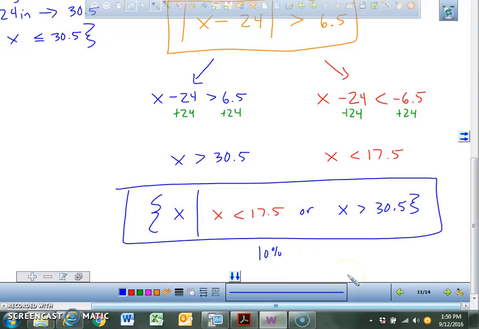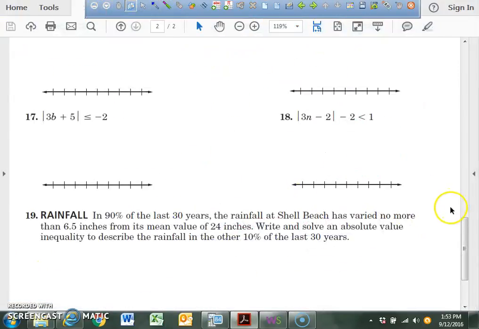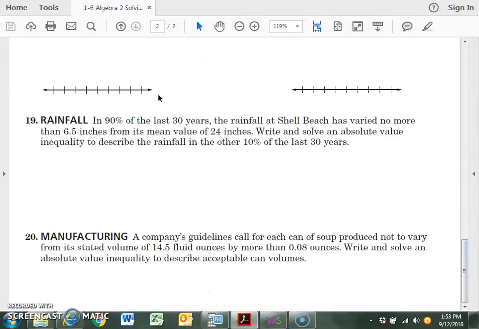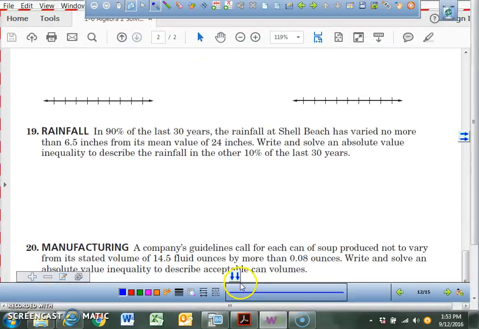So in 10% of the years, either the rain's a lot or the rain is not so much, because it varied more than 6.5 inches. Before, it varied no more than 6.5 inches. Okay? All right, we're going to look at the final problem right here. Manufacturing problem.